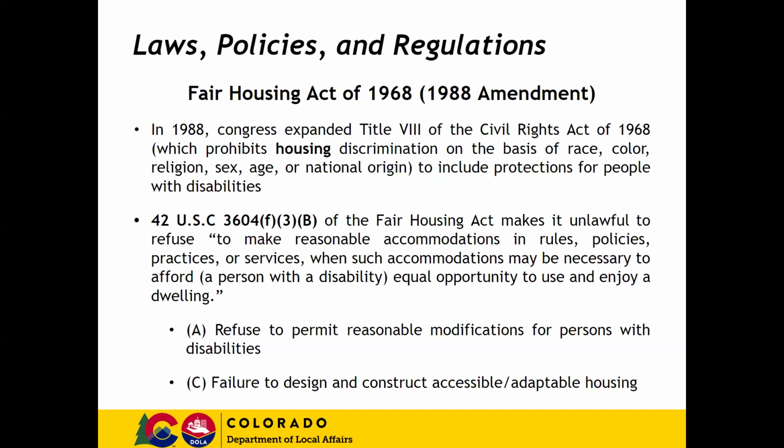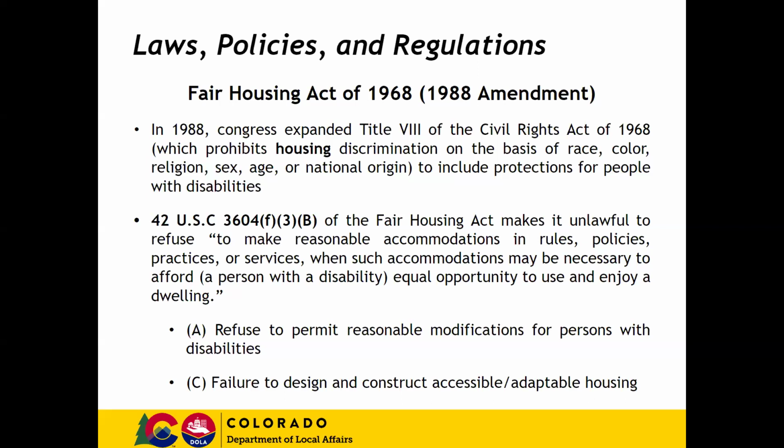And specifically in the U.S. Code cited here of the Fair Housing Act, it makes it unlawful to refuse to make reasonable accommodations in rules, policies, practices, or services when such accommodations may be necessary to afford a person with a disability equal opportunity to use and enjoy a dwelling. And then I also included Section A and C because this U.S. Code does not only discuss reasonable accommodations. It also talks about reasonable modifications and accessible and adaptable housing design.